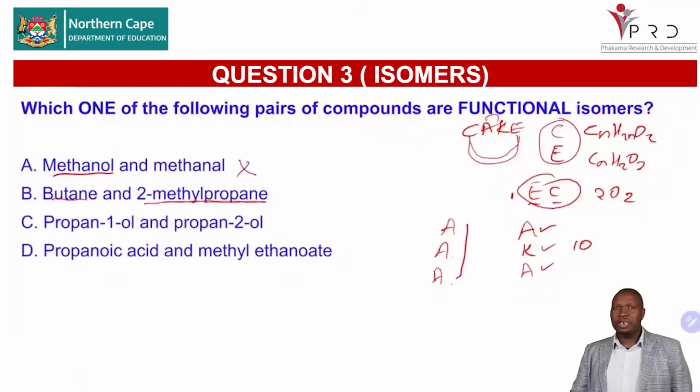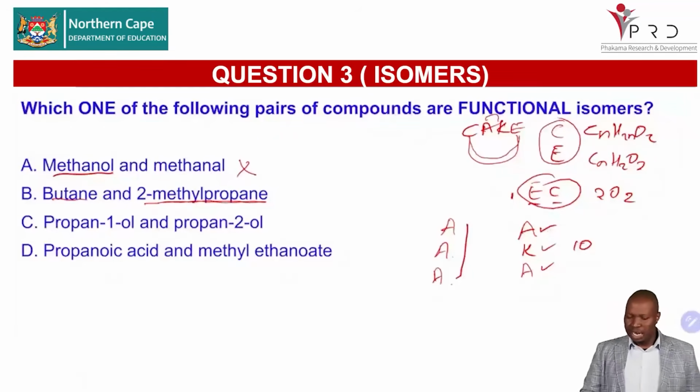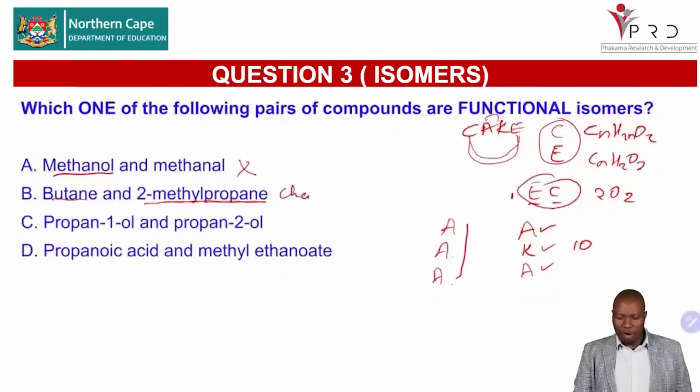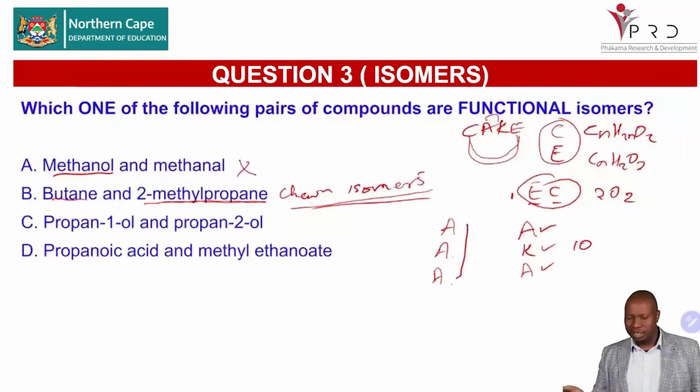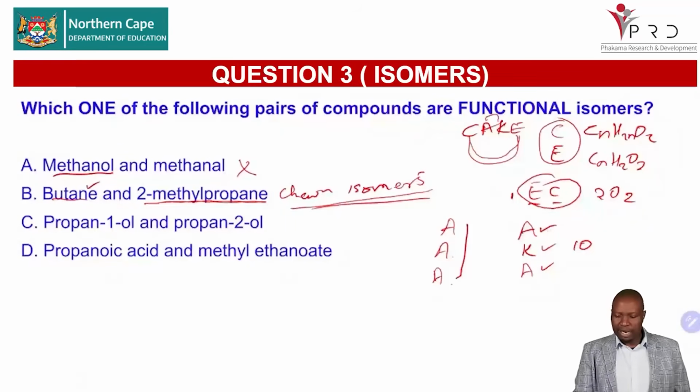Butane and 2-methylpropane. You can see there we have 4 carbons. This must be chain isomers. This must be a good example of a chain isomer. Same molecular formula but different type of chain, unbranched and branched. Butane is unbranched, and then 2-methylpropane is branched.